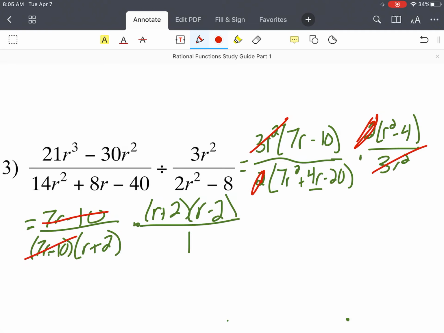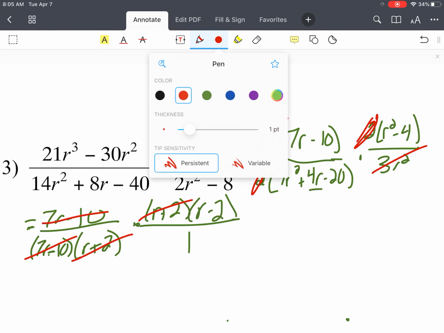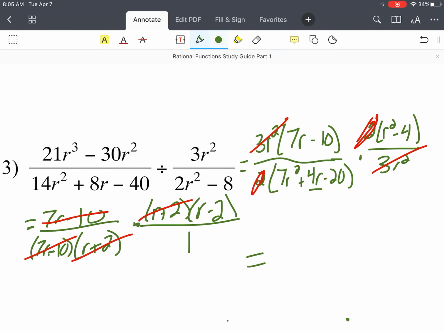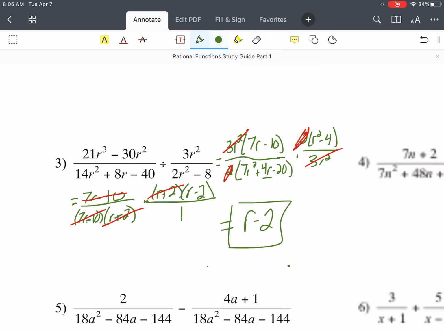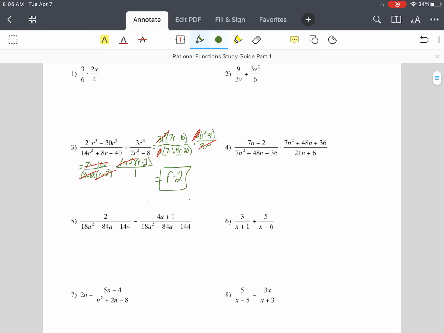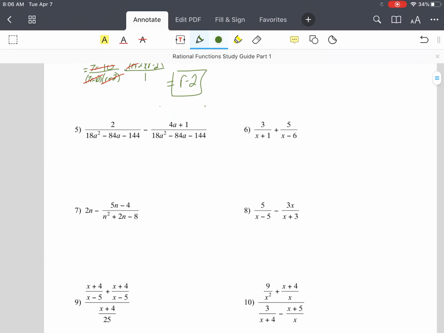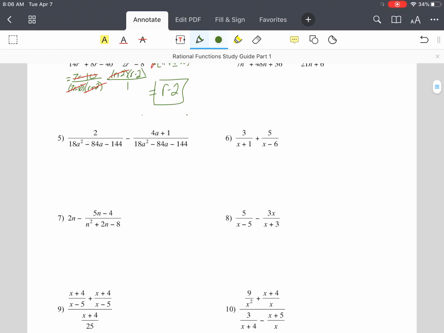Okay, so we've got 7r minus 10 and 7r minus 10 that cancel. We've got r plus 2 and r plus 2 that cancel. Oh, wow. This ends up just being r minus 2. Cool. All right, so what we did was we factored everything out, and we leave, change, flipped. We multiplied by the reciprocal to get our new expression. All right, so there's that. That's going to be the same for 1 through 4.